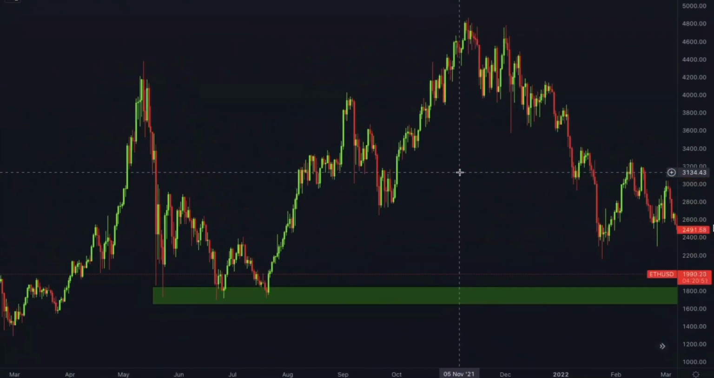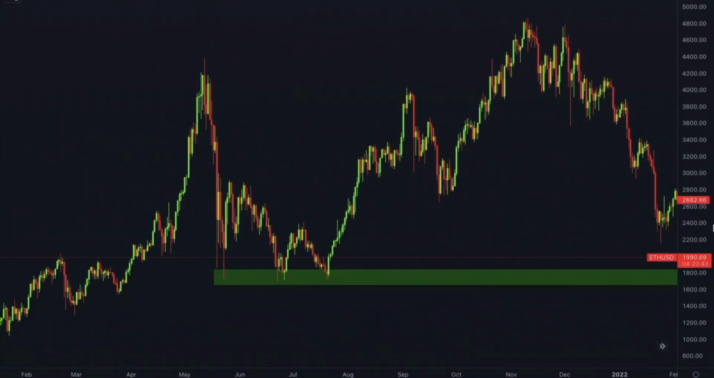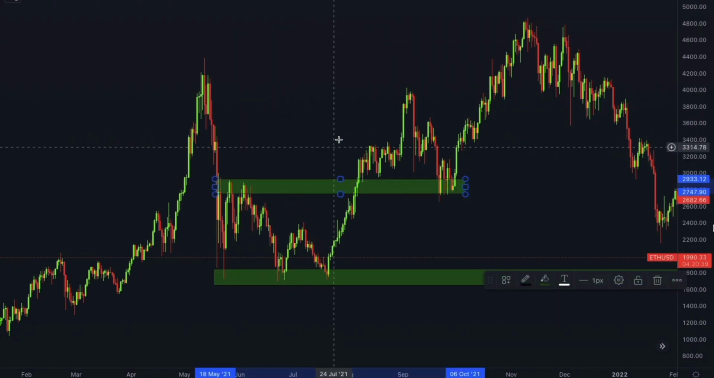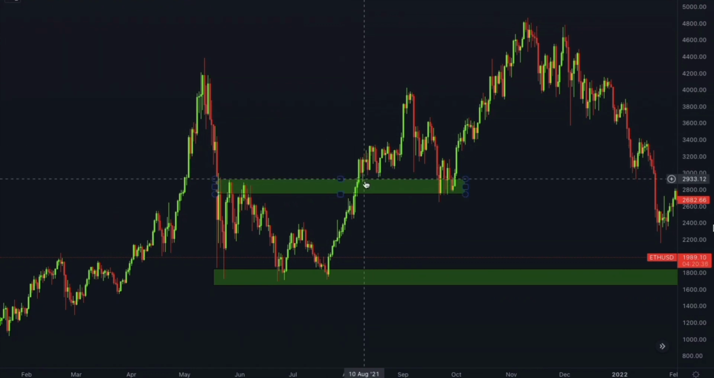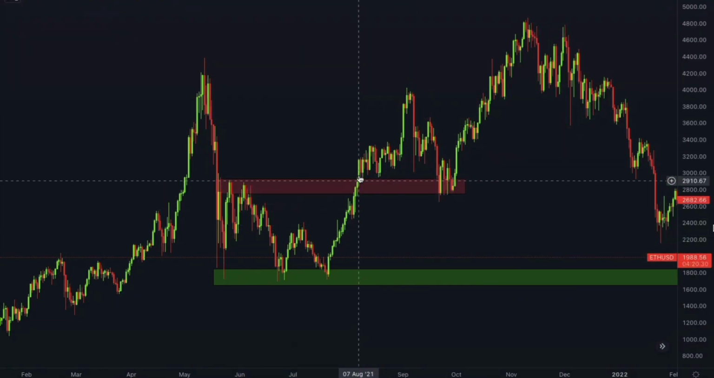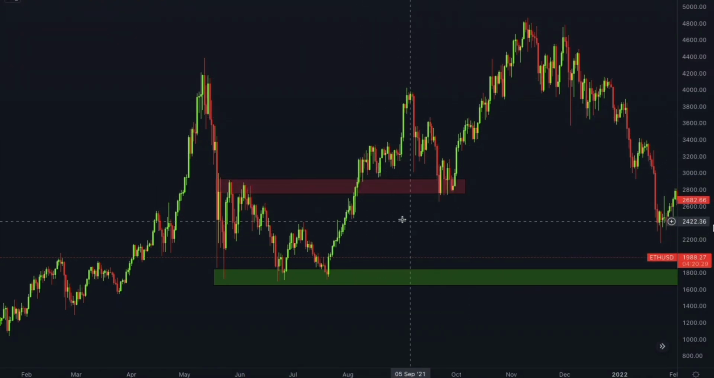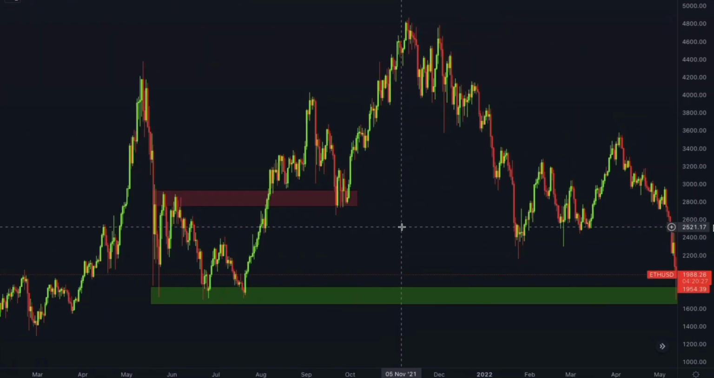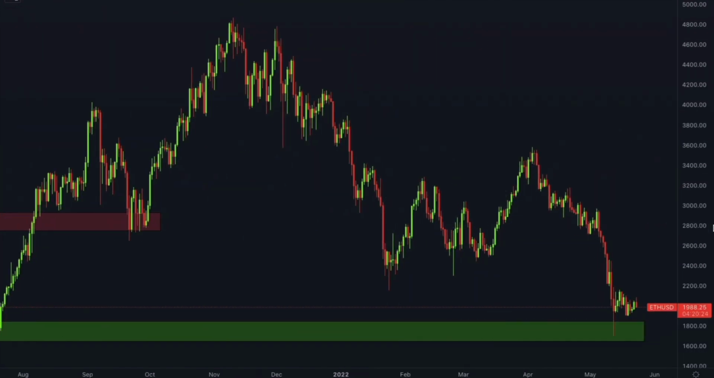For example, right here we have a decent looking resistance where the price, when we got here, we rejected, but as you can see right here, the price broke out, retested. Now this resistance has become a support. This resistance has become a support, right? Now, on the daily time frame, you'll get better moves for these support and resistance trades.